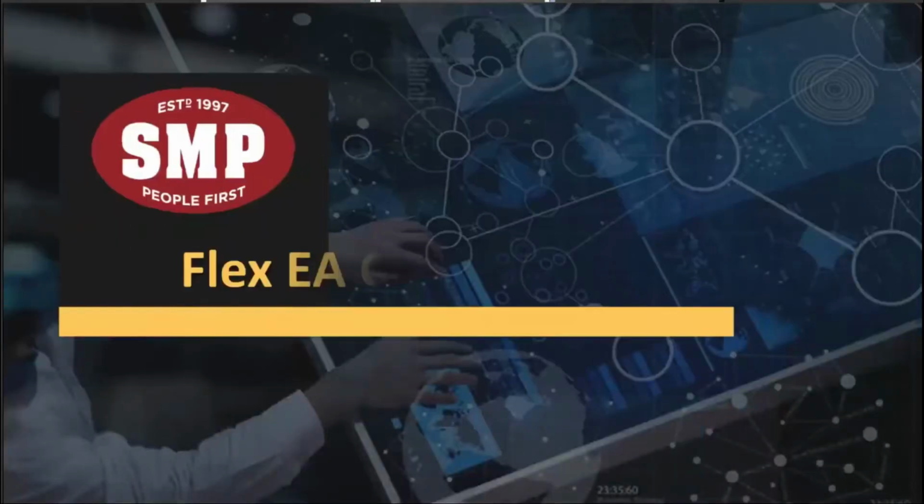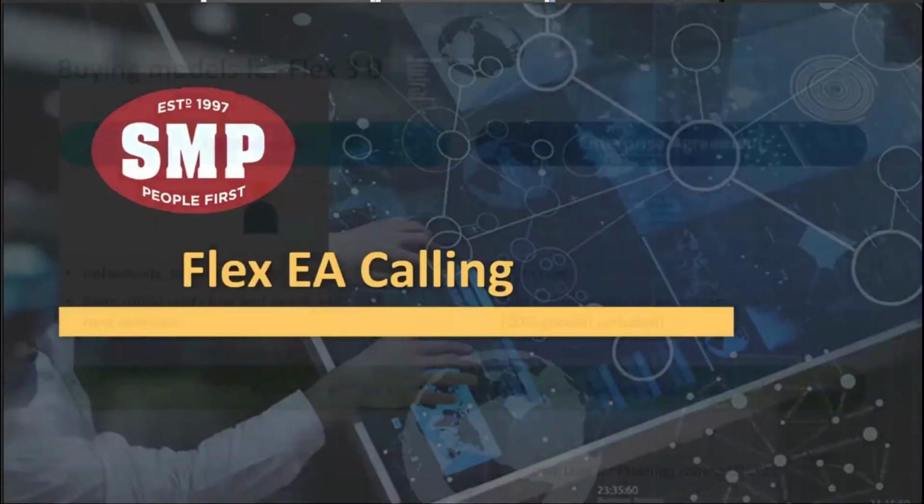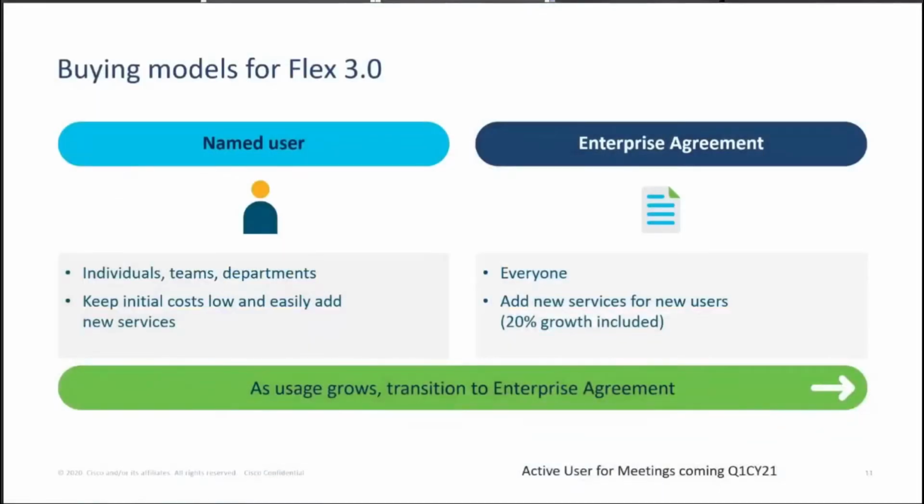All right. So now let's get into the actual content of what Flex actually gives you. How you actually purchase this, there's two options: named user or enterprise agreement. Enterprise agreement is for 250 users and up. Named user is for 249 or below. And honestly, you could get named user above 249, but the pricing starts to get very attractive for EAs. And there's a lot of benefit on the enterprise agreement too.